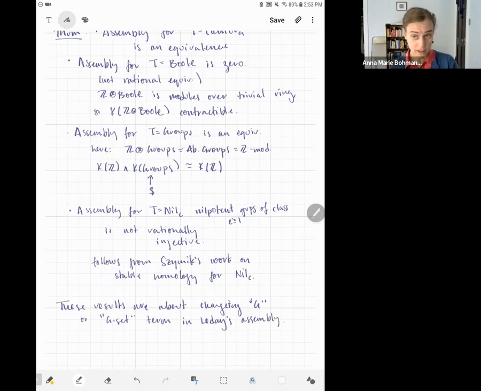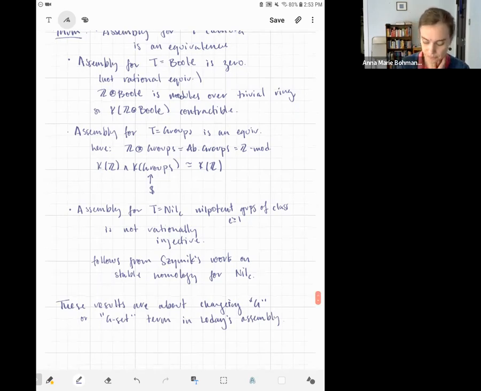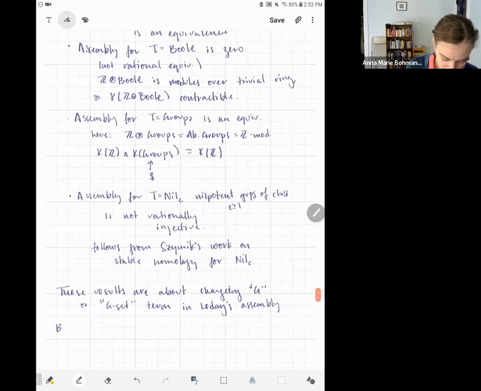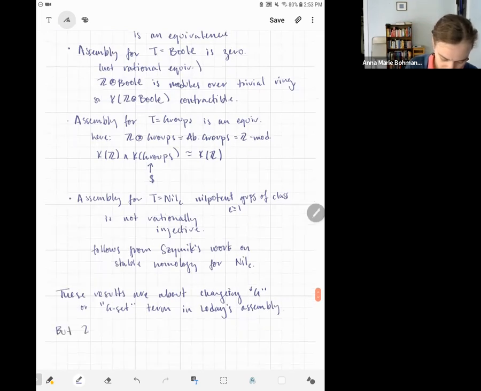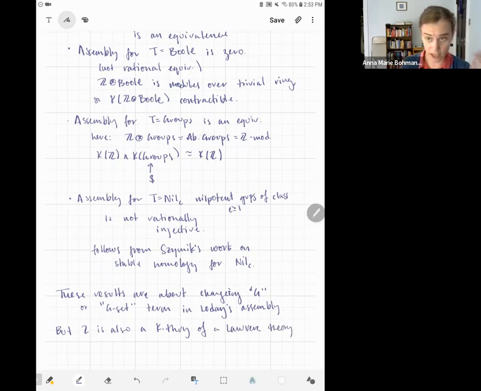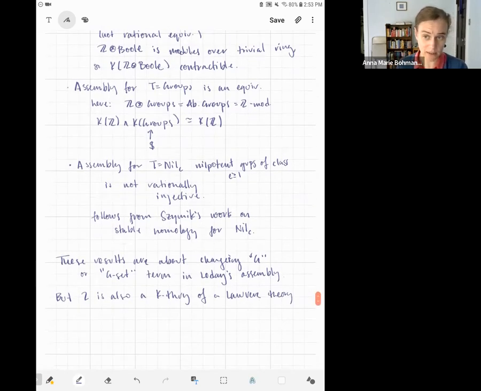But the other thing to point out is that the Z factor also arises as the K theory of a Lawvere theory. So, the Z is also a K theory of a Lawvere theory term. And this is the K theory of the Lawvere theory of Z modules, is how I was thinking about it. So we can change that.